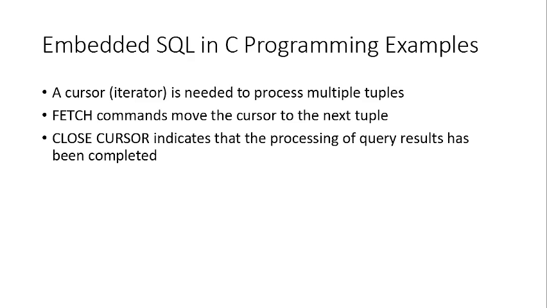If a fetch command is issued that results in moving a cursor past the last tuple in the result of the query, a positive value is returned in SQL code, indicating that no data was found. And the programmer uses this to terminate the loop over the tuples in the query result. So we can use a close cursor to indicate that we are done with processing the result of the query associated with that cursor.